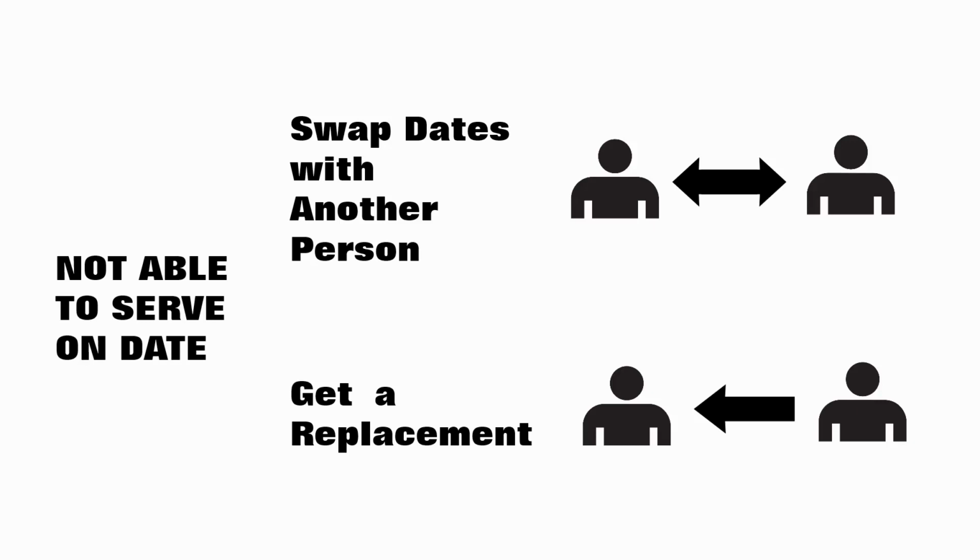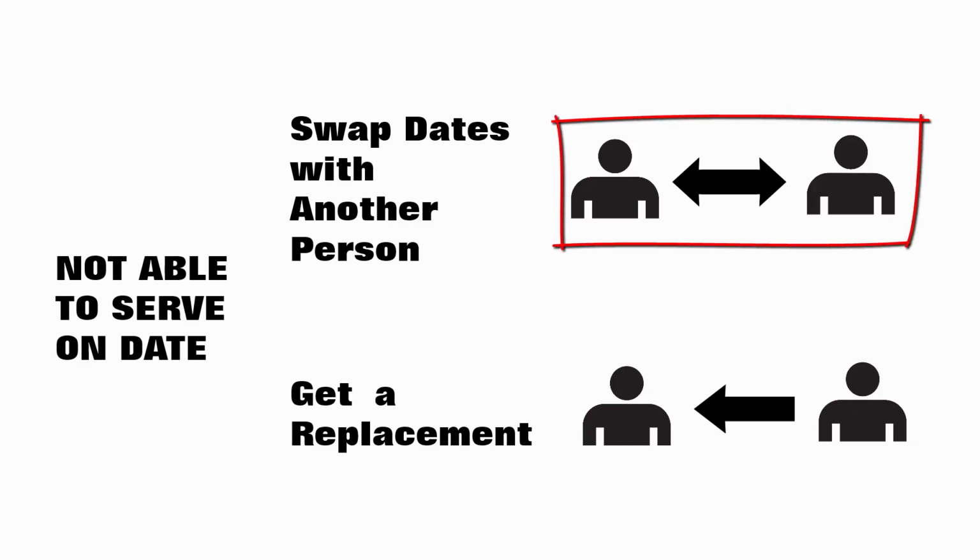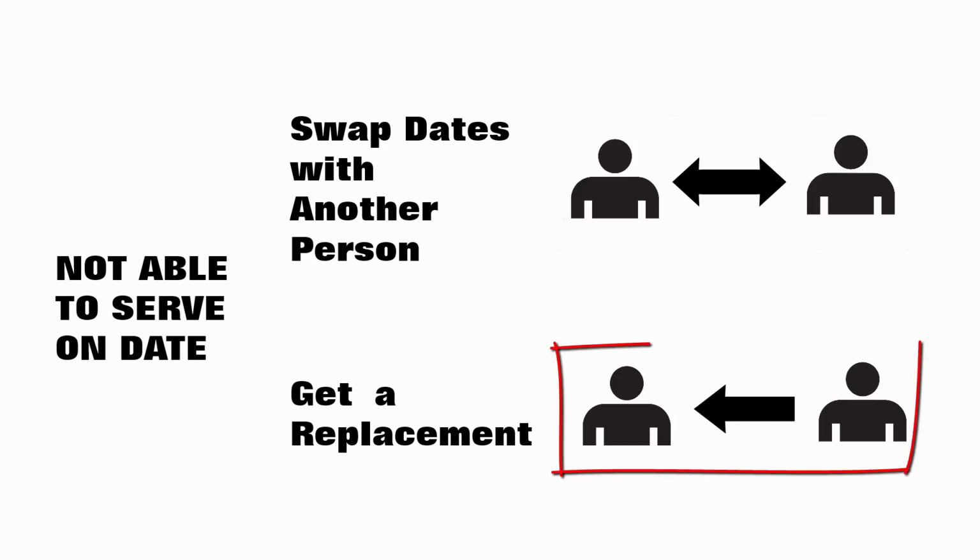If you swap dates with someone, you will need to serve on their date and they will serve on yours. When you ask for a replacement, you are asking someone to serve on your date and there is no swap.